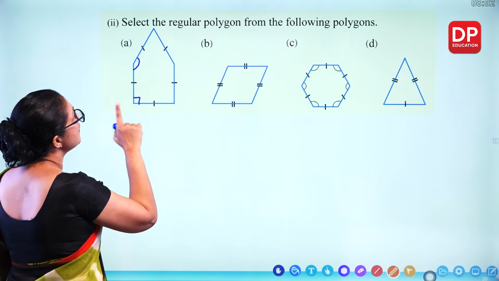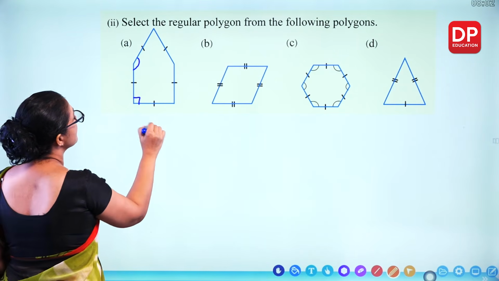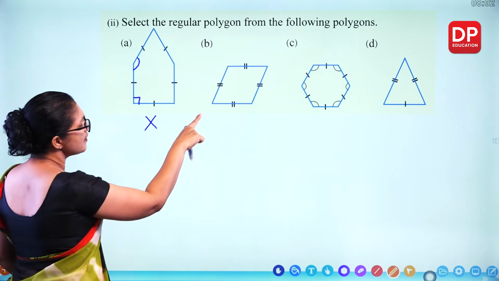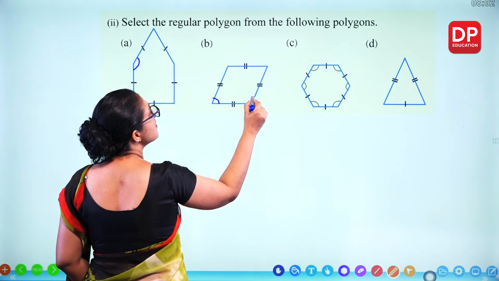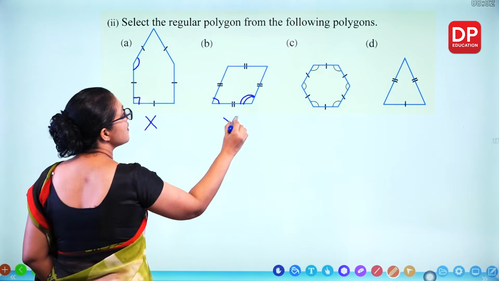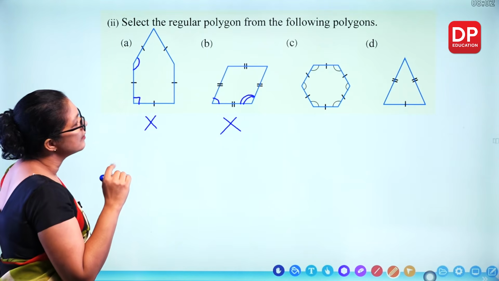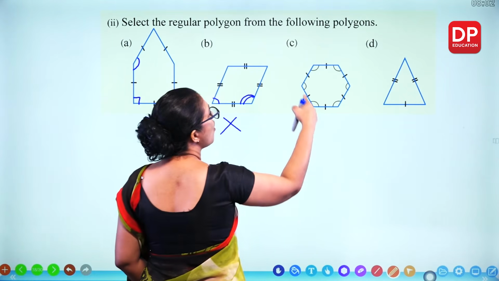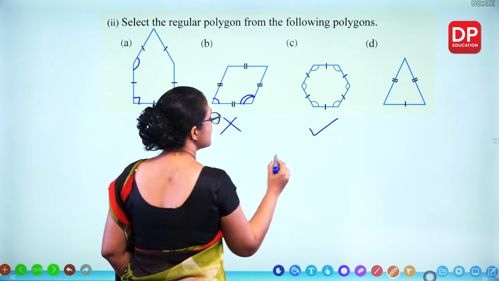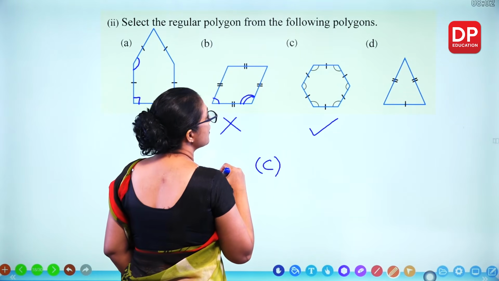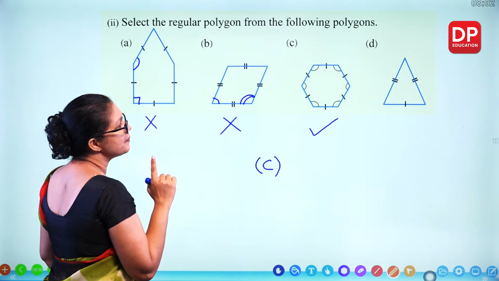We only have to select the regular polygon. So this is not. This one, all sides are equal, but angles are different. That's not a regular polygon. In this one, we see all sides are equal and the angles are equal. So this is a regular polygon.